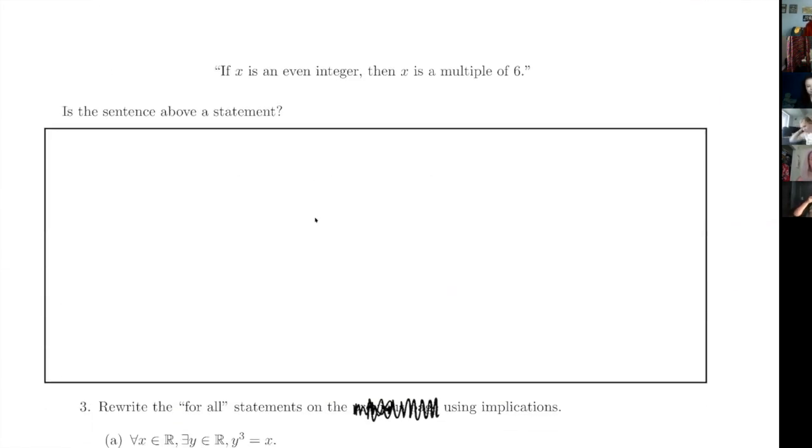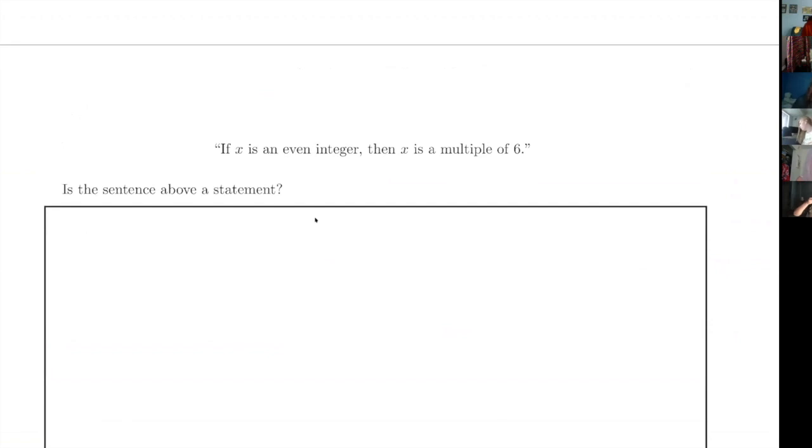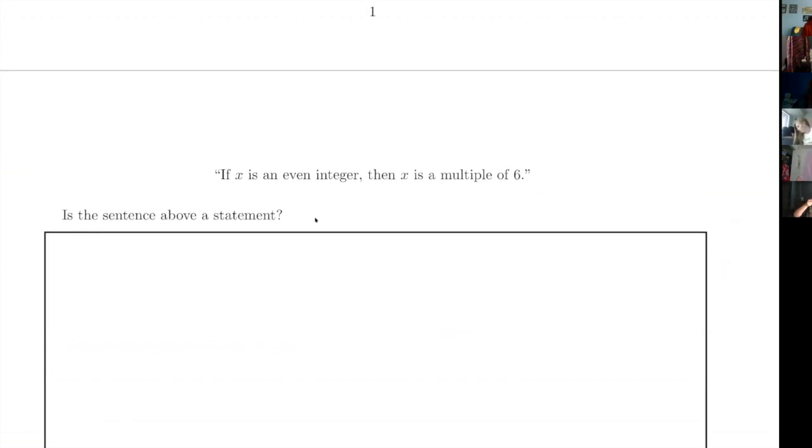Okay, so let's think about a sentence like this. So here's a conditional statement, and if you downloaded this, you can kind of just ignore what's hidden behind the box over here. We'll reveal that in a second. But if x is an integer, then x is a multiple of 6. So there's a statement meaning it's either true or it's false. So I'm just kind of curious to take a poll and see whether you think that statement is true or false.